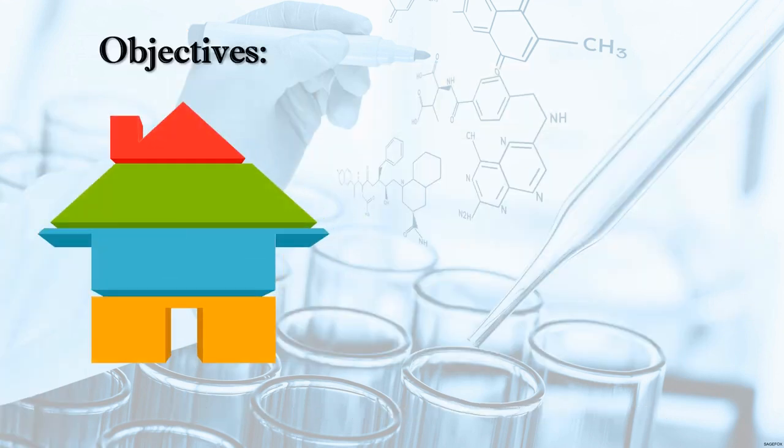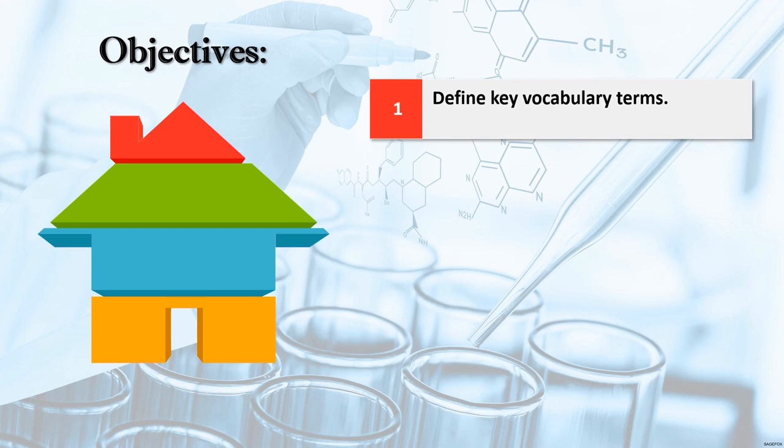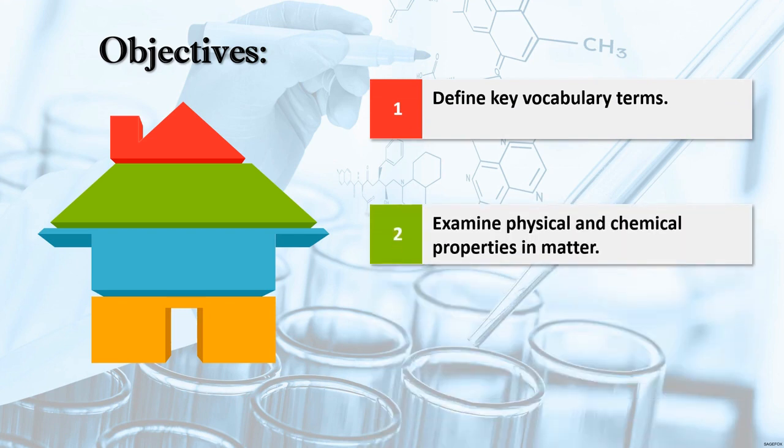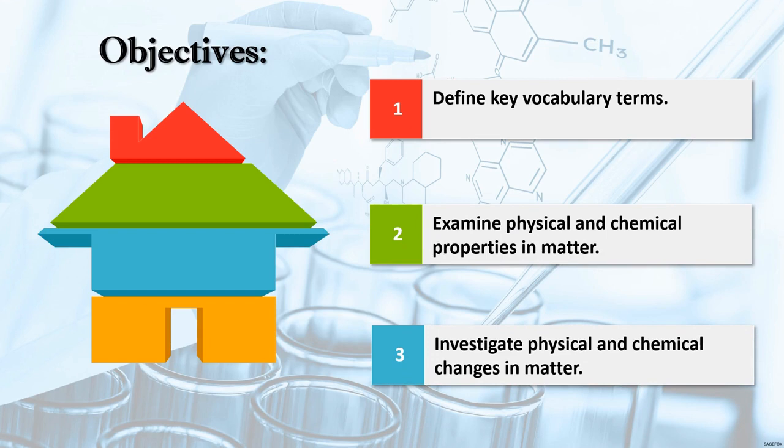After participating in this lesson and completing activities, students should be able to: 1. Define key vocabulary terms. 2. Examine physical and chemical properties in matter. And 3. Investigate physical and chemical changes in matter.